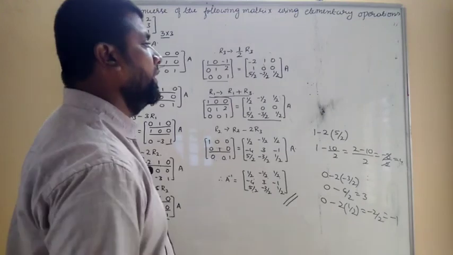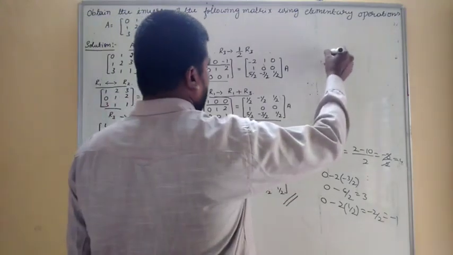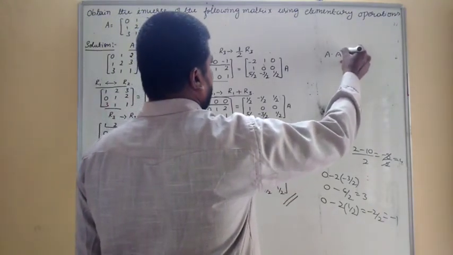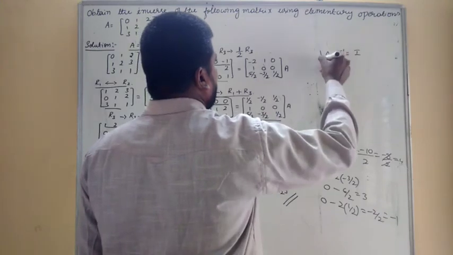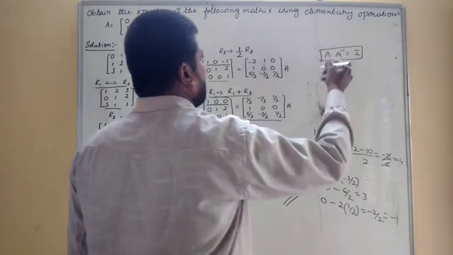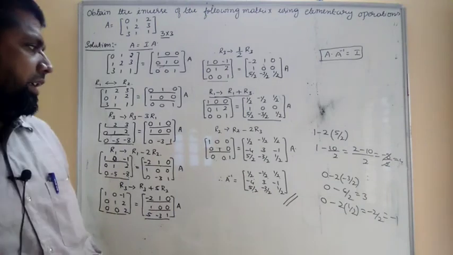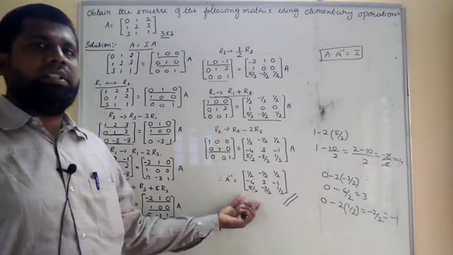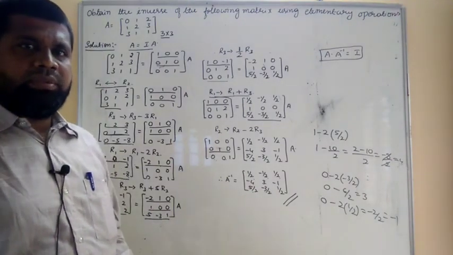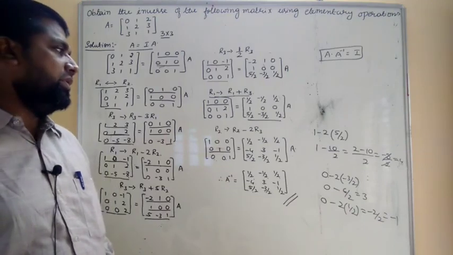If you want to verify, you can follow this procedure: A into A inverse is equal to the identity matrix. You can solve this one, and you should get the identity matrix. Then you can confirm that this answer is right. An order 3 problem is a little bit difficult. If you practice, you may get it.